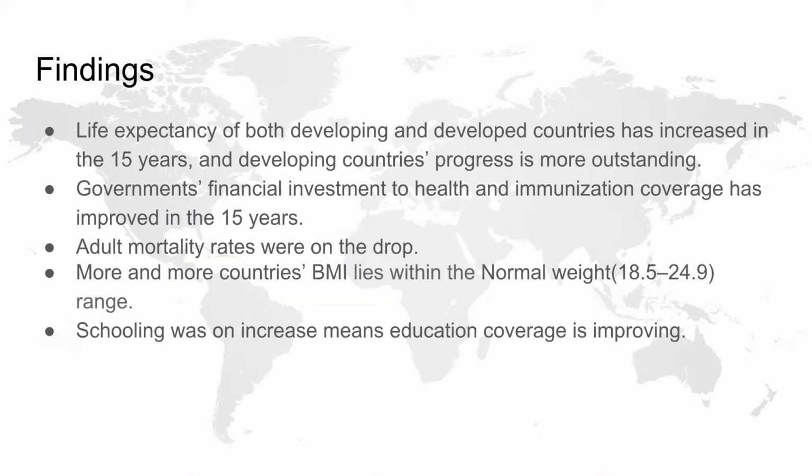And based on all of this, we concluded that life expectancy of both developing and developed countries has increased in the 15 years, and developing countries' progress is more outstanding. The government's financial investment in health and immunization coverage has also improved in the 15 years. Adult mortality rates have dropped, and more countries' body mass index lies within the normal weight range, and schooling has increased, which means education coverage has improved.